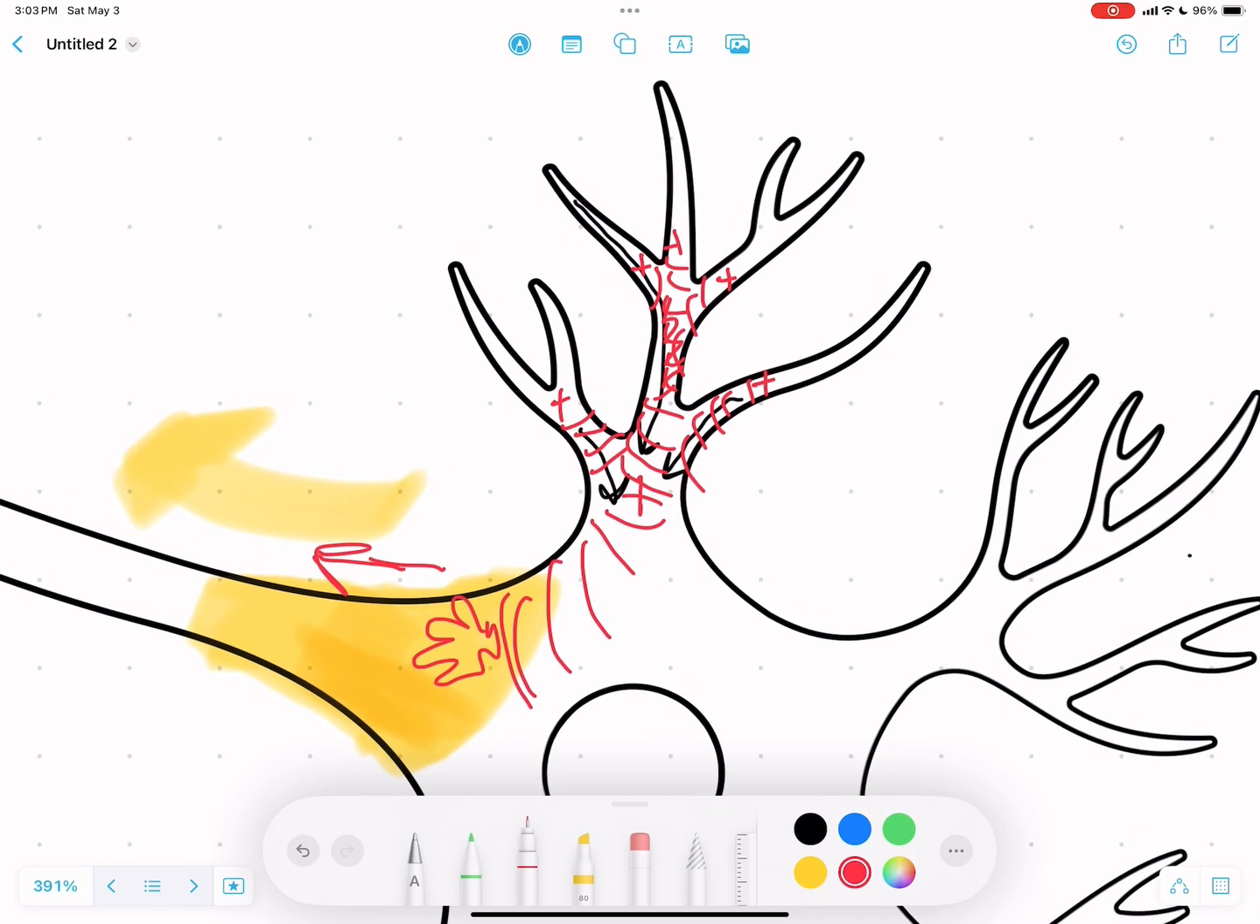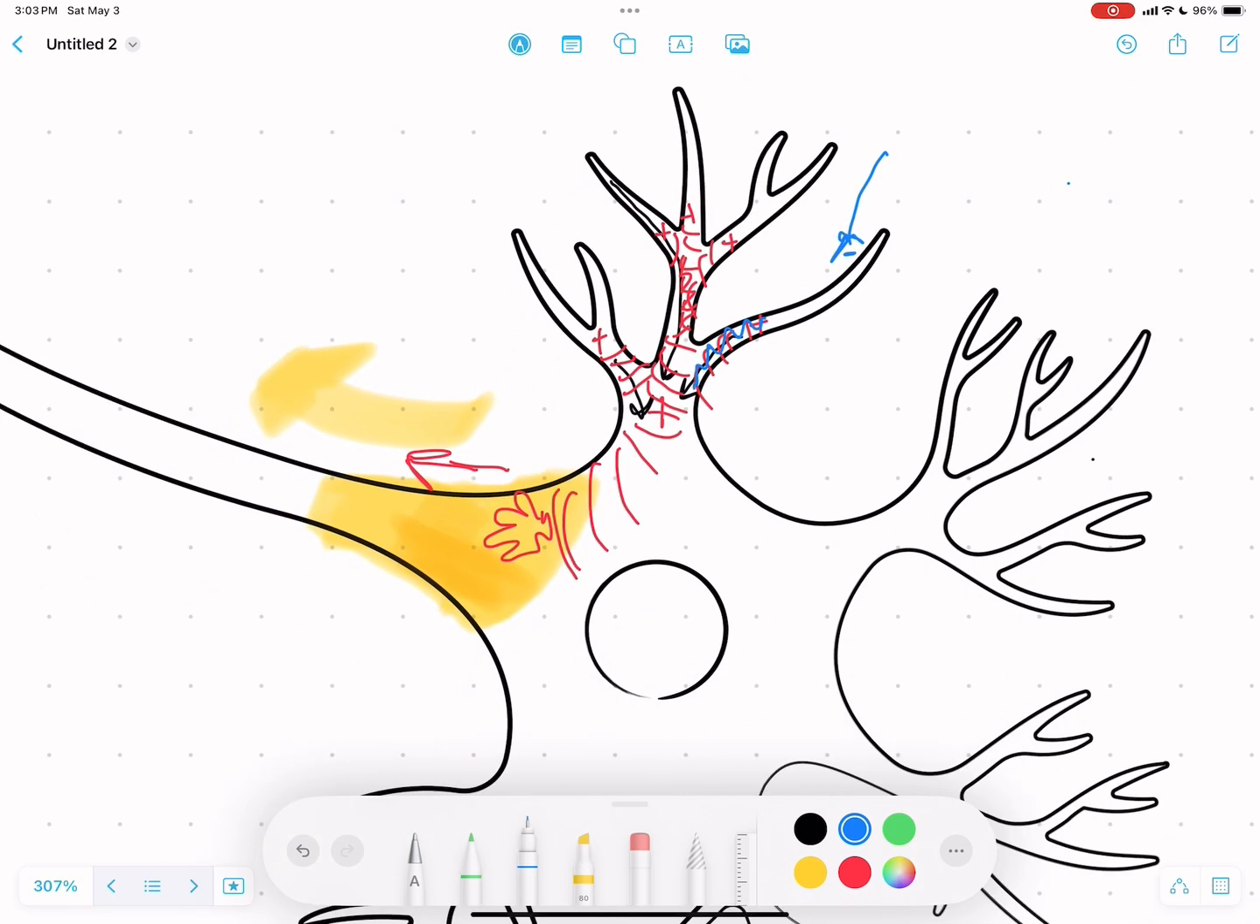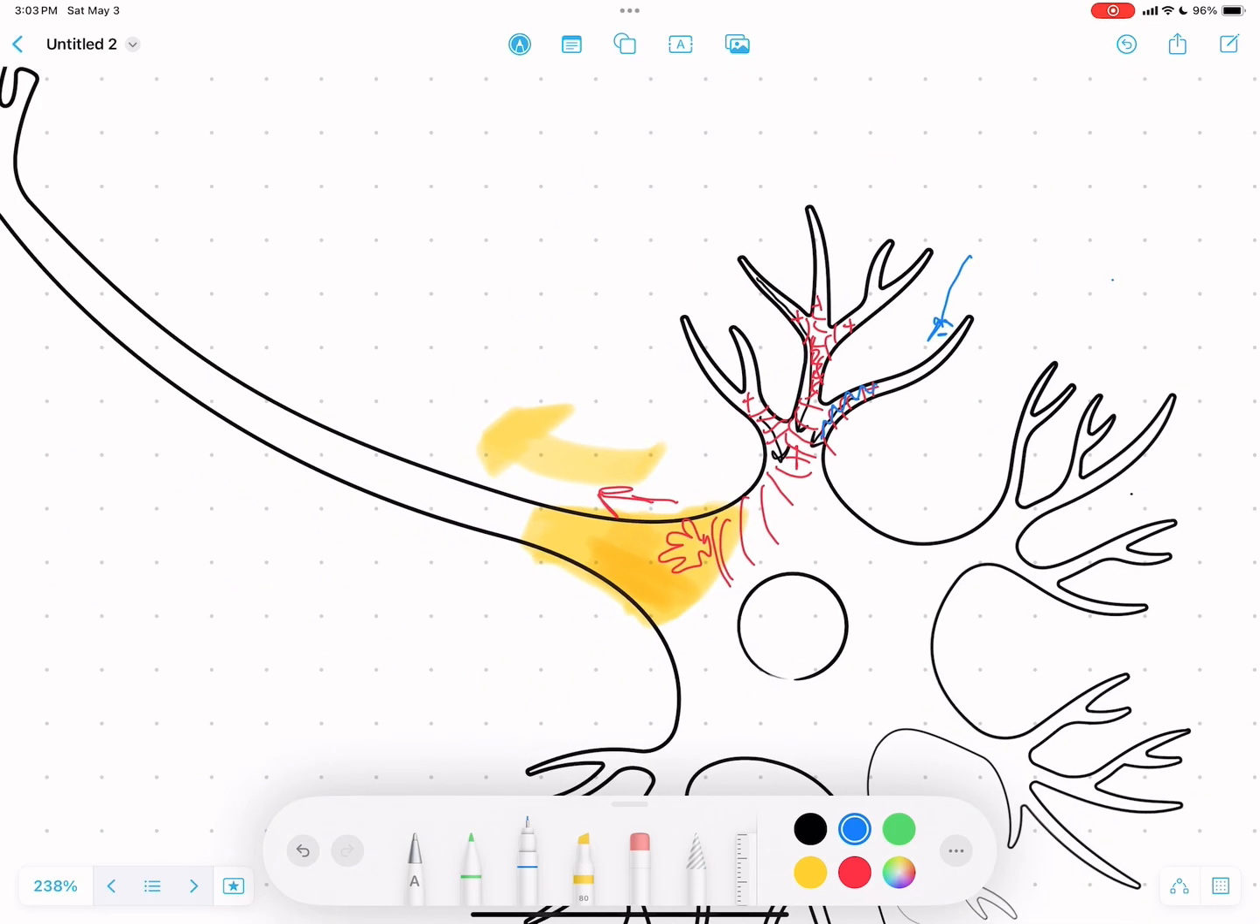And sometimes these can be referred to as excitatory or inhibitive, because sometimes there might be a synapse here that activates something that might cancel out one of these, and so you wouldn't get as strong a signal coming down this axon.